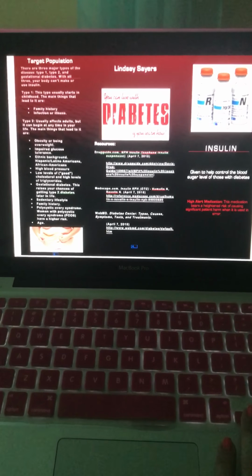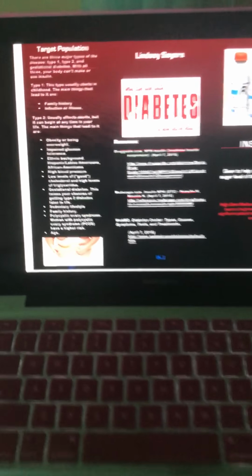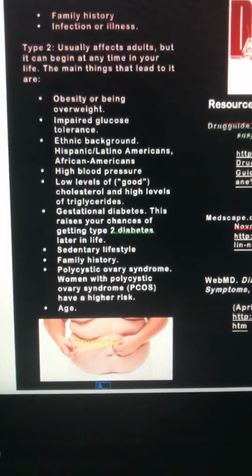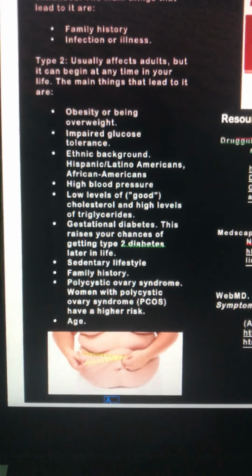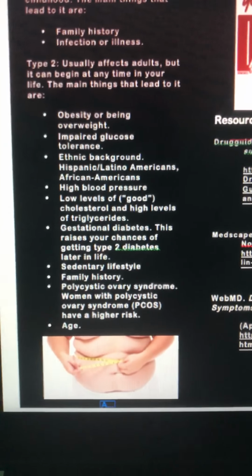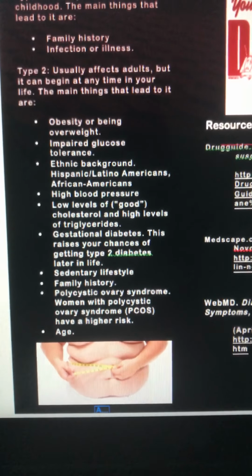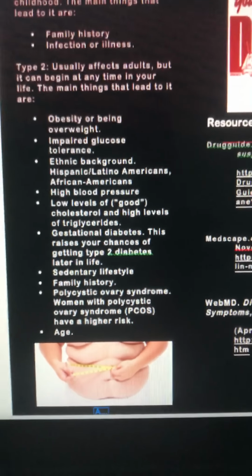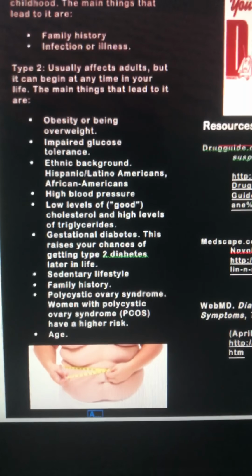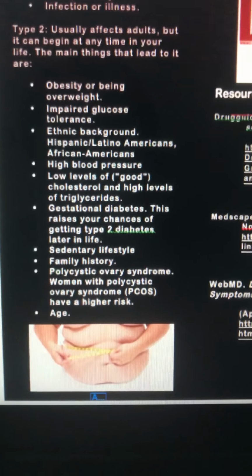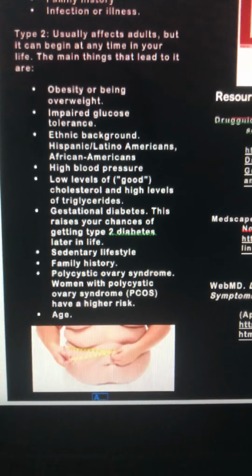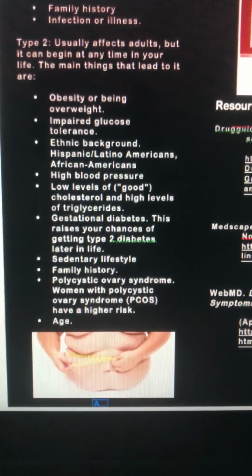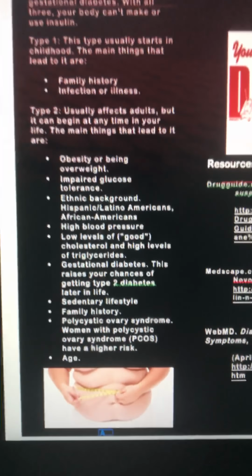For type 2 diabetes, over here, I showed that it could be people that are obese or overweight. It could be their ethnic background: Hispanic, Latino, African American. You can get diabetes from uncontrolled high blood pressure. You can also get type 2 diabetes from gestational diabetes. It can be in the family history and also just the age.